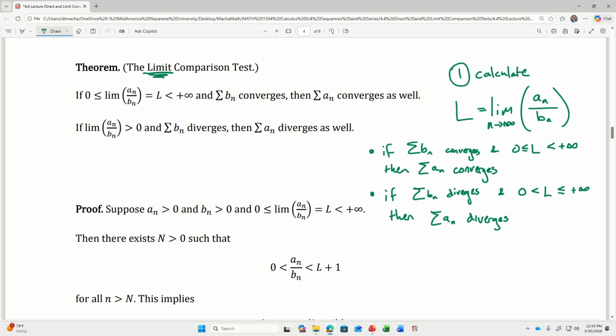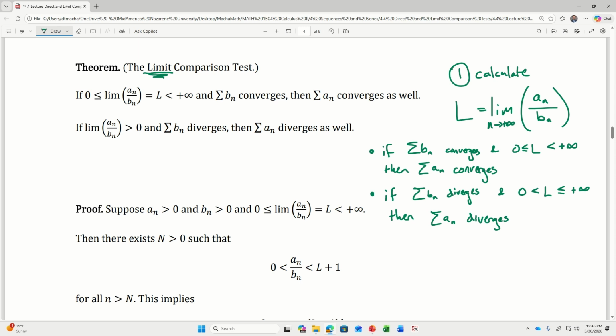If it's 0 or infinity, the case is a little bit more sophisticated, a little bit more complicated. If L is 0, then you can only show that A converges when B converges, and if L is infinity, you can only show that A diverges when B diverges. The limit comparison test is a lot more powerful.